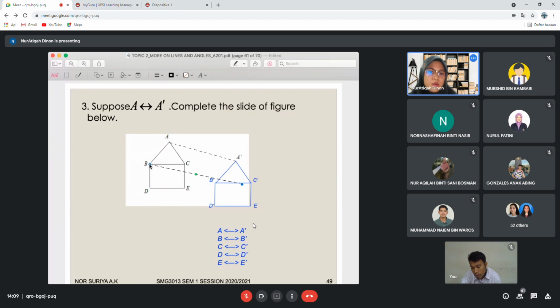Okay, B here, B here, C here, D here, all the same length. As you can see, I just copy and paste here.